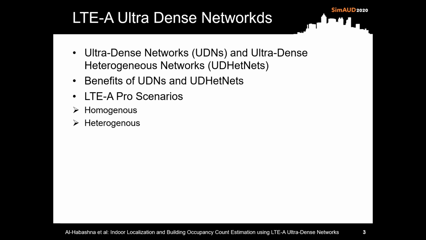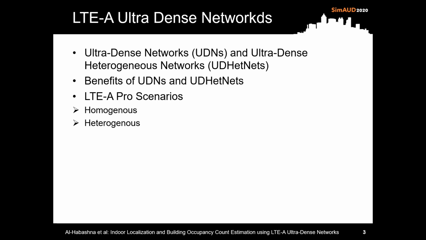In ultra-dense HetNets, several types of wireless access nodes are employed, and hence macro cells are overlaid with low-power nodes such as remote radio heads and pico cells. These smaller cells can be used to offload traffic, which improves the network coverage at the cell edge and increases data rates. The LTE Advanced Pro standard proposes different scenarios for implementation of ultra-dense networks and ultra-dense heterogeneous networks.